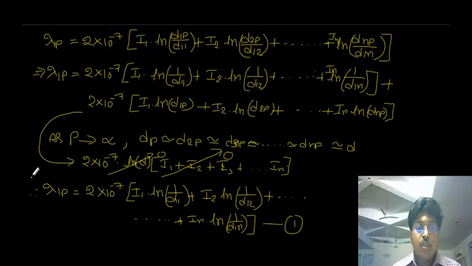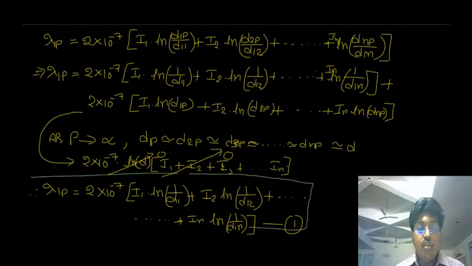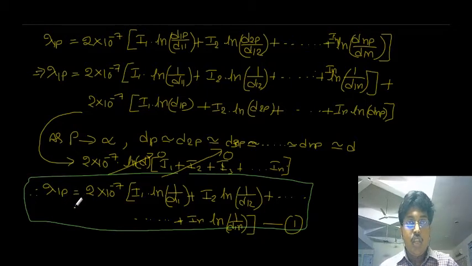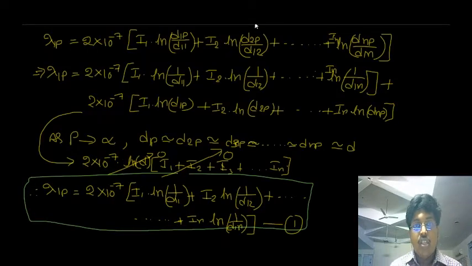Okay, this is the equation we use to calculate the flux linkage of one conductor existing in a group of n conductors. Lambda 1p is equal to 2 into 10 power minus 7 into I1 into logarithm of 1 by d11 plus I2 into logarithm of 1 by d12 plus so on, In into logarithm of 1 by d1n. We can generalize this equation.